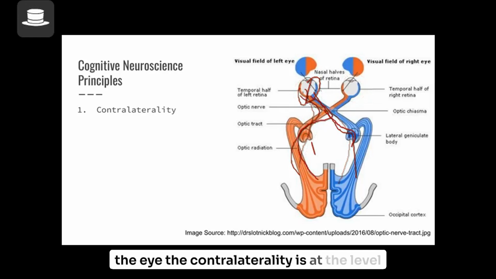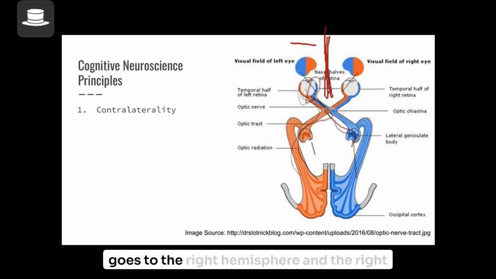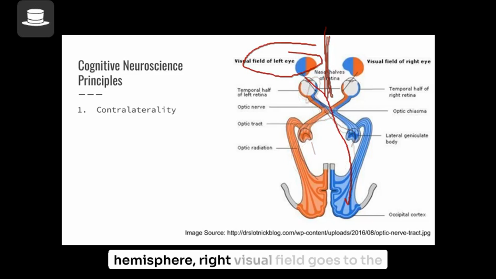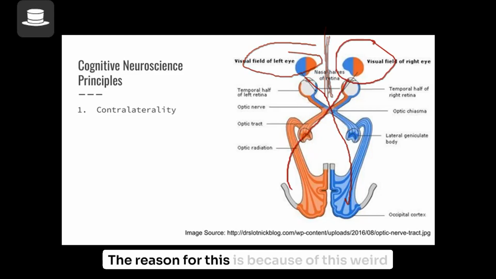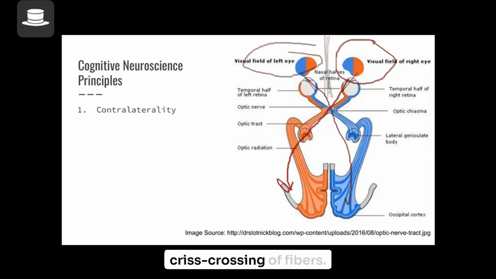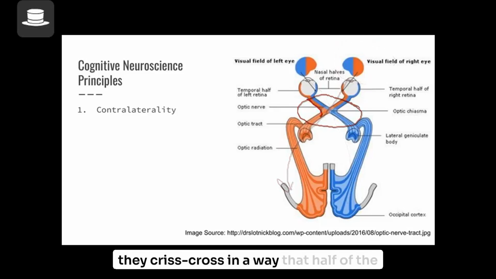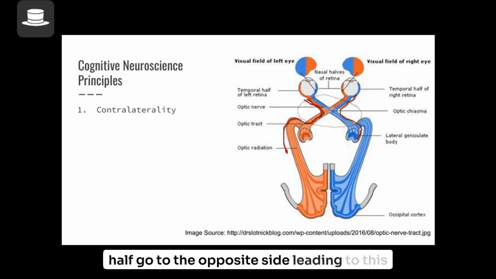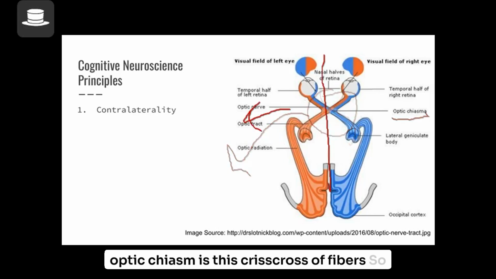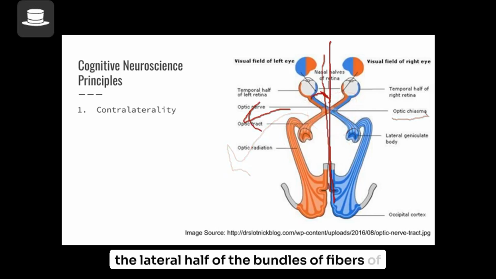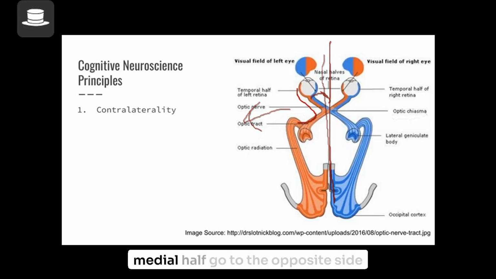The contralaterality is at the level of the visual field, such that the information in the left visual field goes to the right hemisphere, and the right visual field goes to the left hemisphere. And the reason for this is this weird crisscrossing of fibers. In the sensation part, you'll learn that the optic nerve fibers from both the eyes crisscross in a way that the lateral half of the fibers go to the same side and the medial half go to the opposite side, leading to this crisscross of fibers called the optic chiasm.